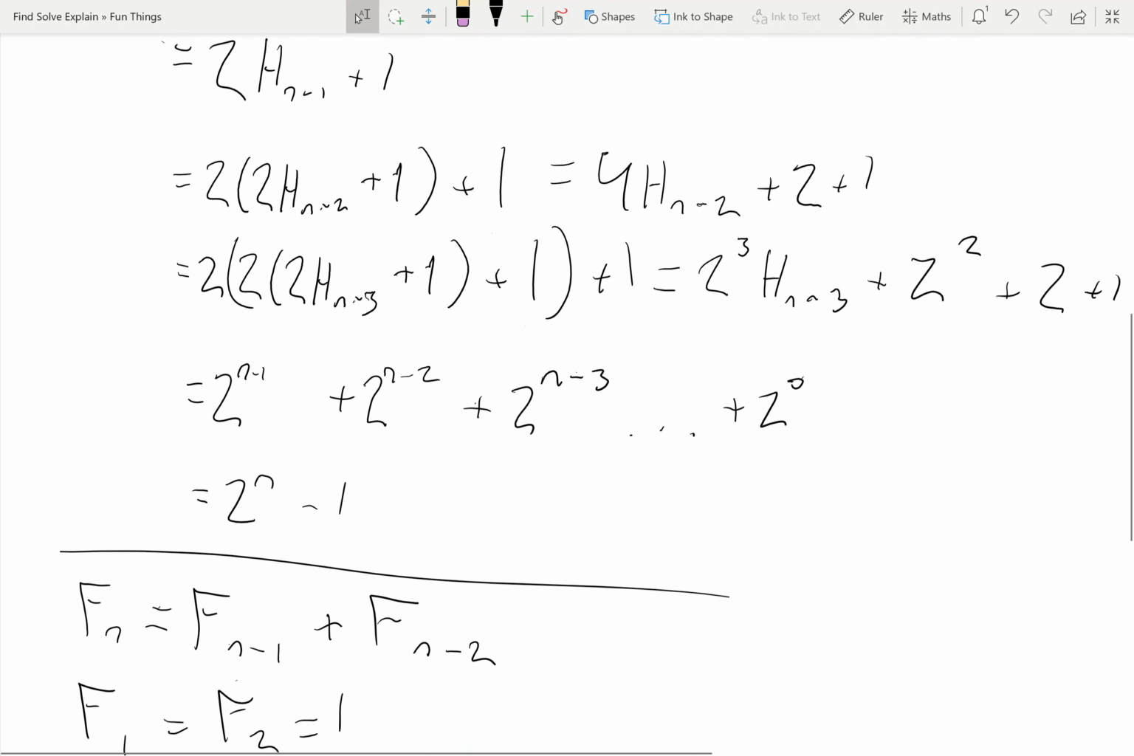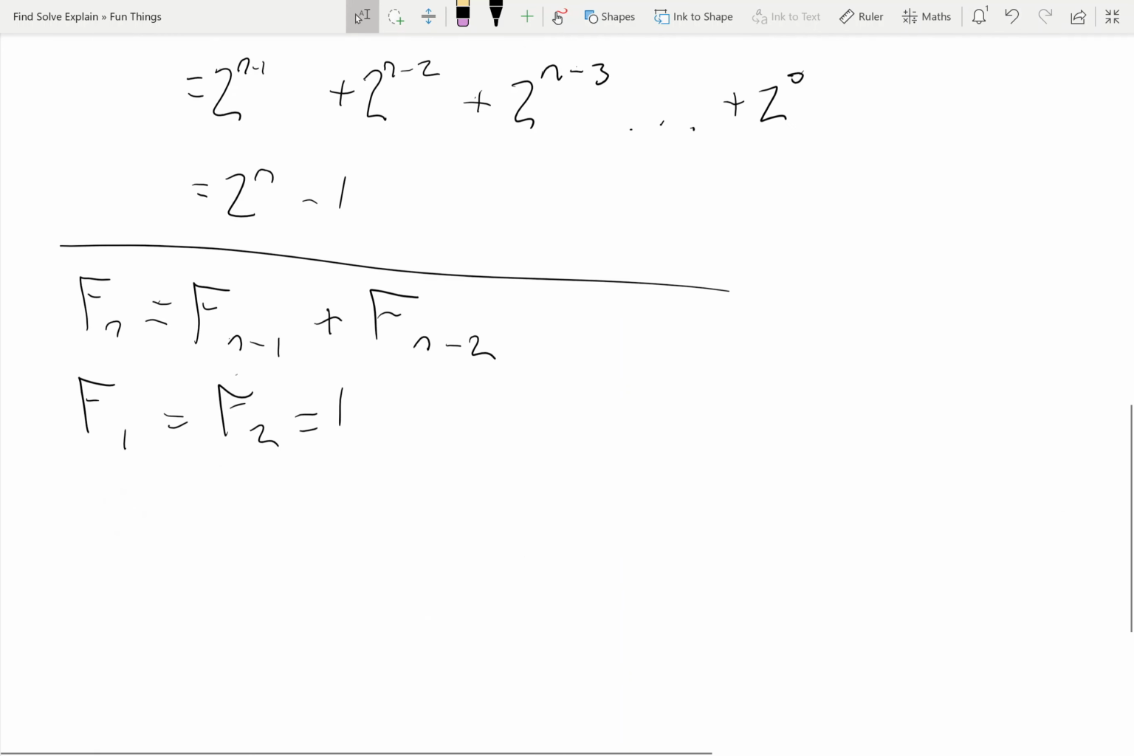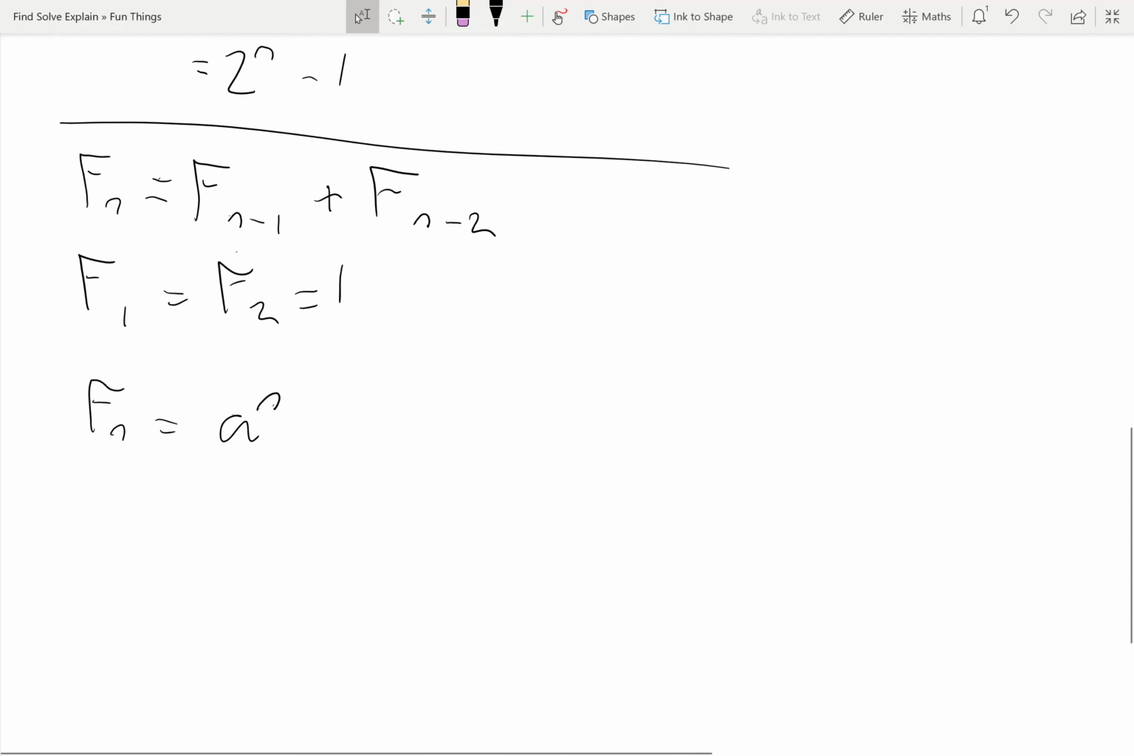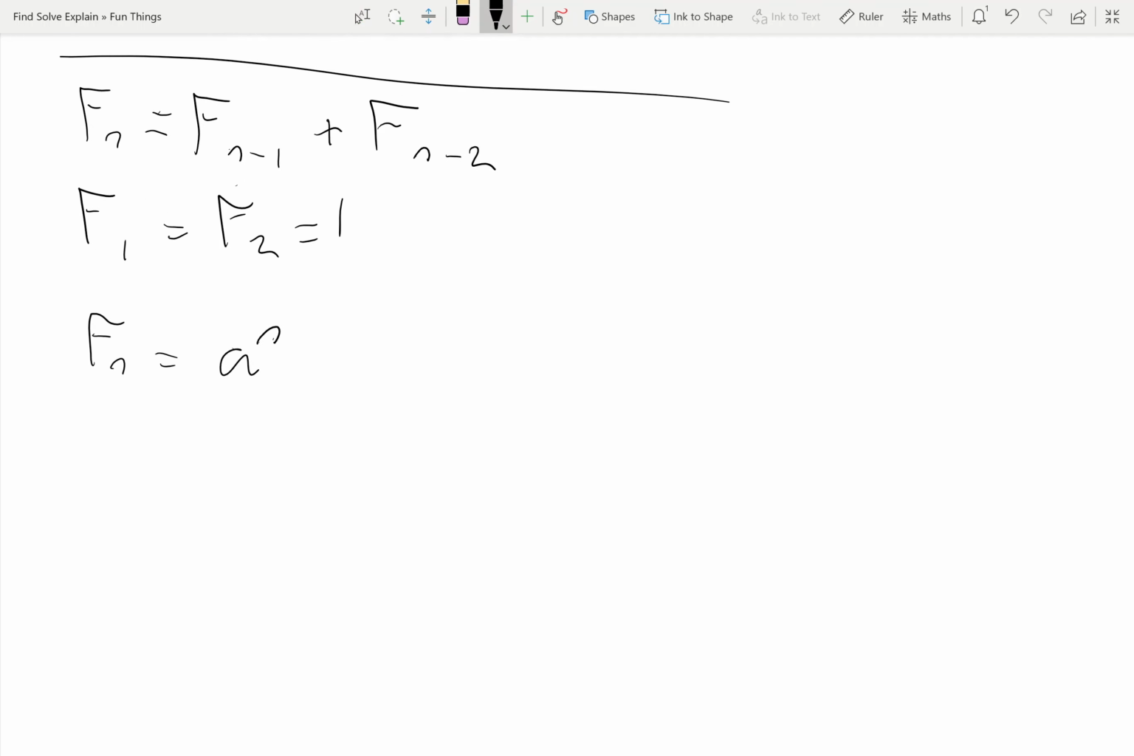Now, what we're basically trying to do is express the Fibonacci numbers as a power. So instead of calling it fn, let's set this equal to a to the n. Now, through this, we know that a to the n is equal to a to the n minus 1 plus a to the n minus 2.